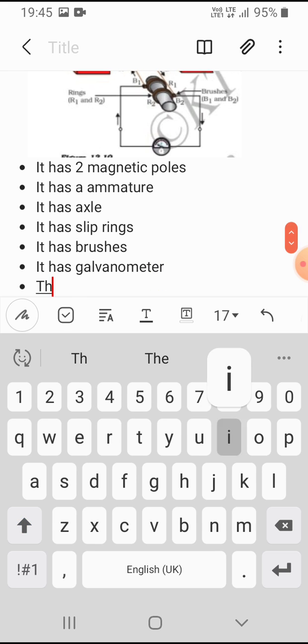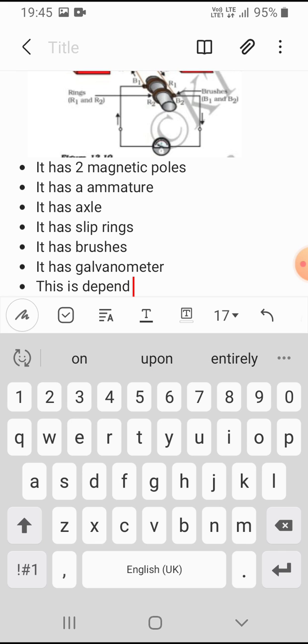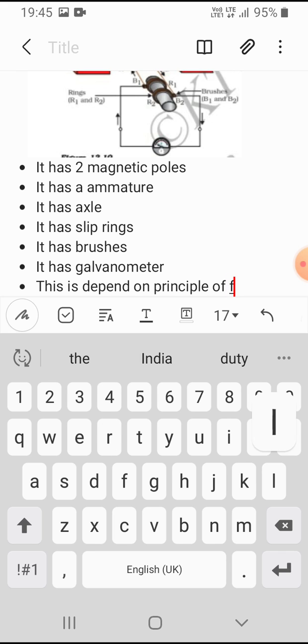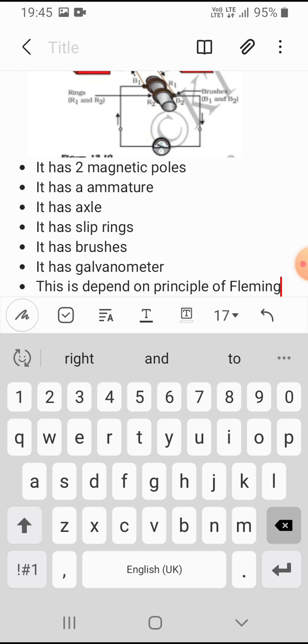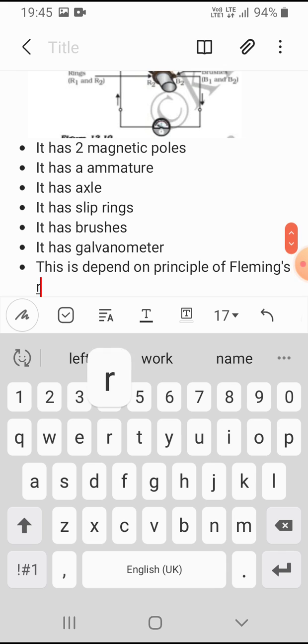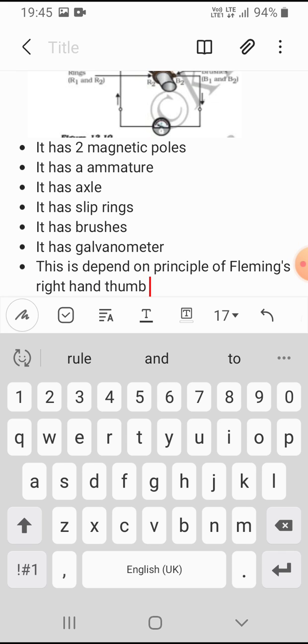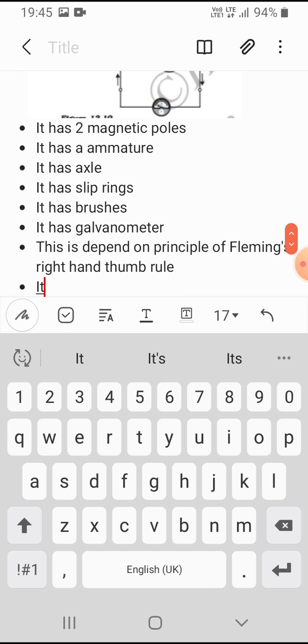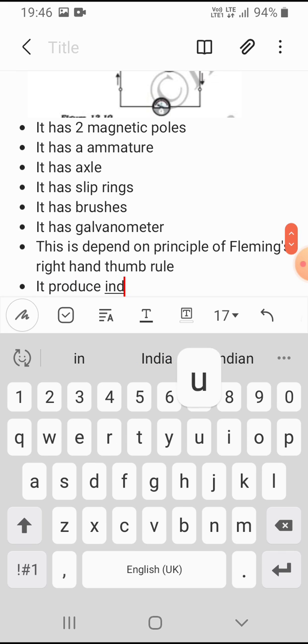So this generator depends on the principle of Fleming's right hand thumb rule. The motor depends on Fleming's left hand thumb rule. Here, with the right hand thumb rule, it is the generator, and it produces induced current, or more current.